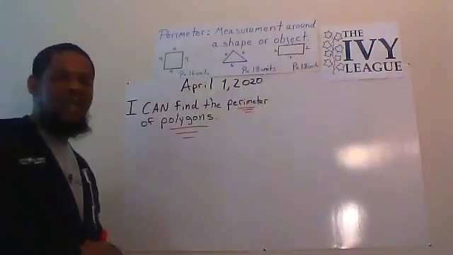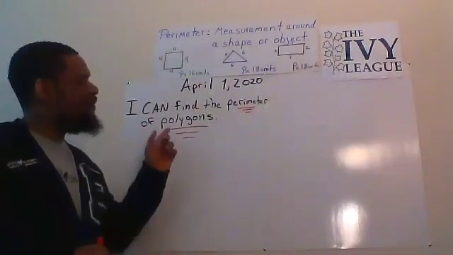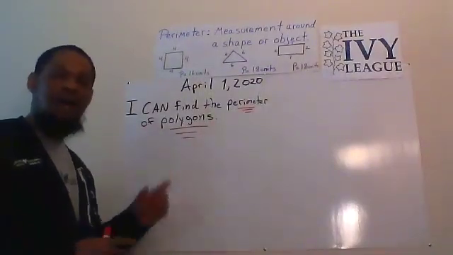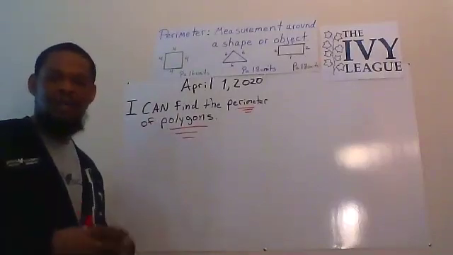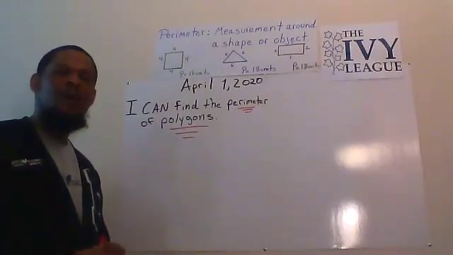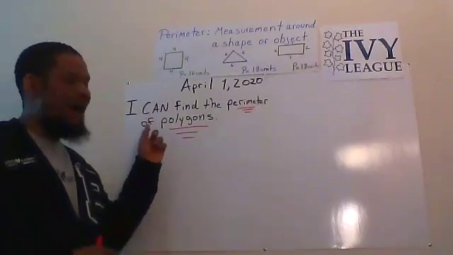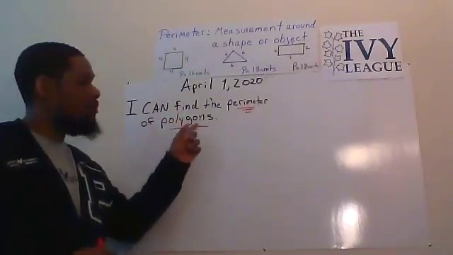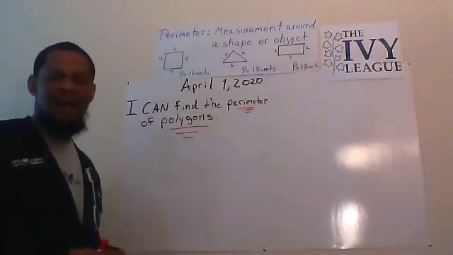Okay, our I can statement for today is, I can find the perimeter of polygons. Let's read it together in 3, 2, and 1. I can find the perimeter of polygons.